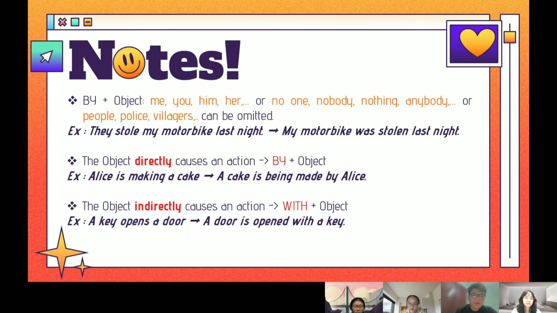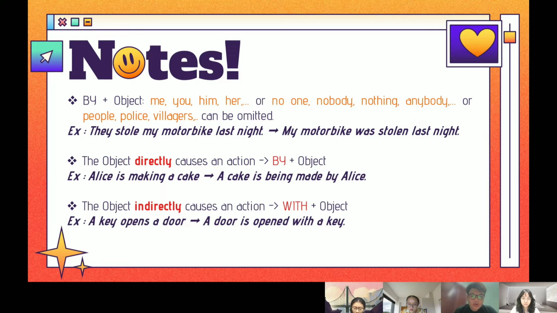The first note is about by. The object can be omitted in the case it's a personal pronoun such as me, you, him, her, or an indefinite pronoun such as no one, nobody, nothing, anybody, or when it means people in general. For example, we have the active sentence, they stole my motorbike last night. And this sentence becomes passive voice like this: my motorbike was stolen last night.